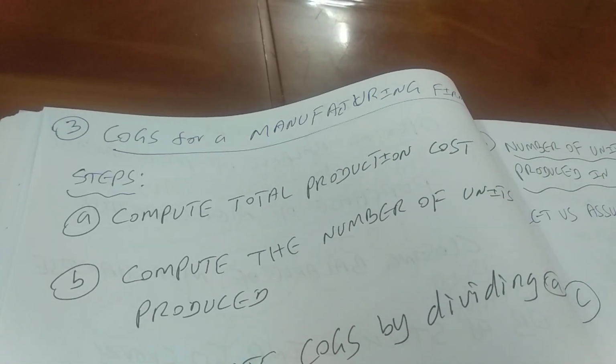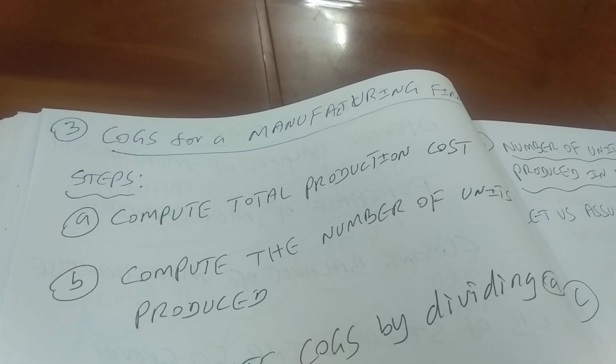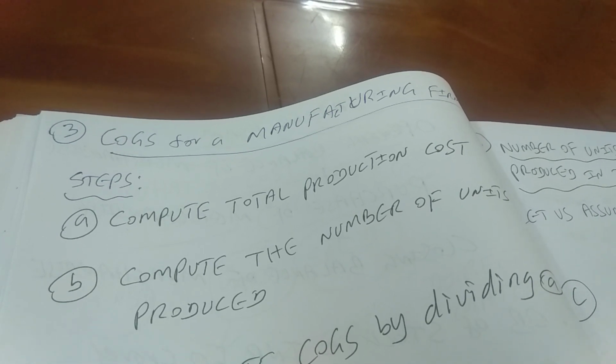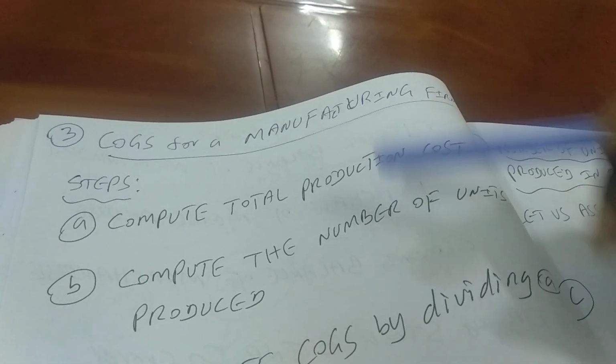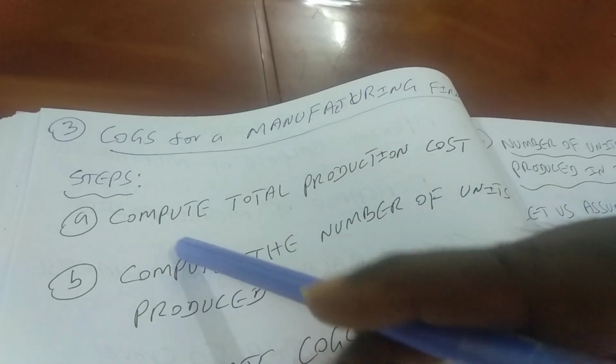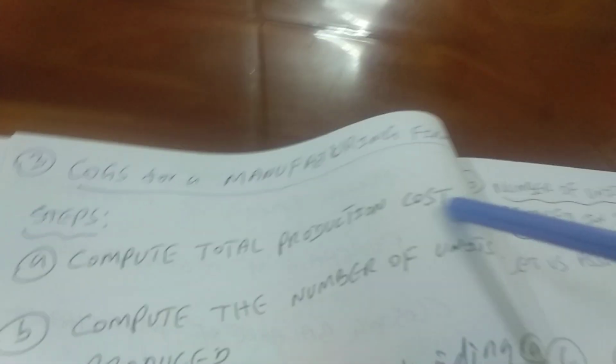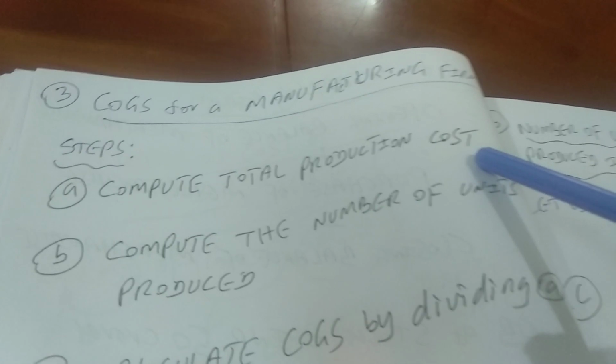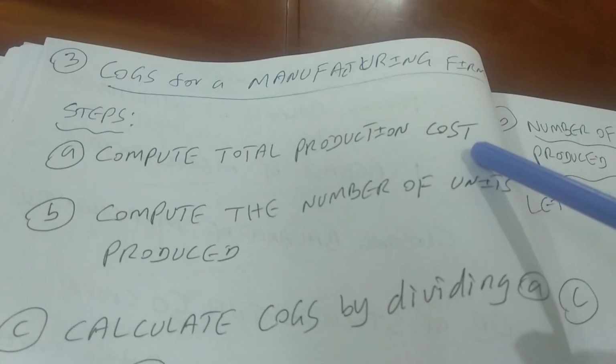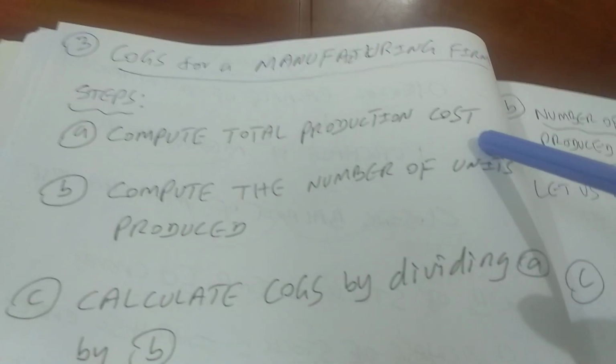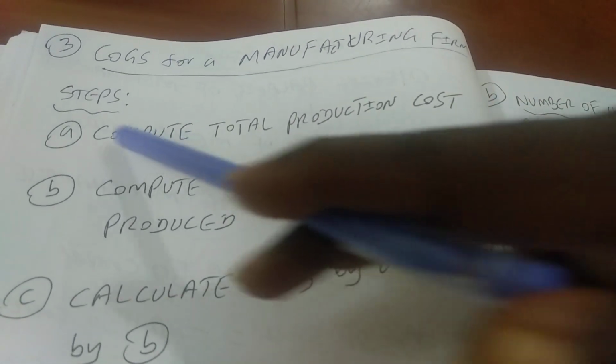We want to know what is the cost of goods sold for a manufacturing firm, right? So how can you find out that? You can find out that in 3 steps. Step number 1, compute the total production cost or manufacturing cost or factory cost incurred by the firm in that year. That is step number 1.